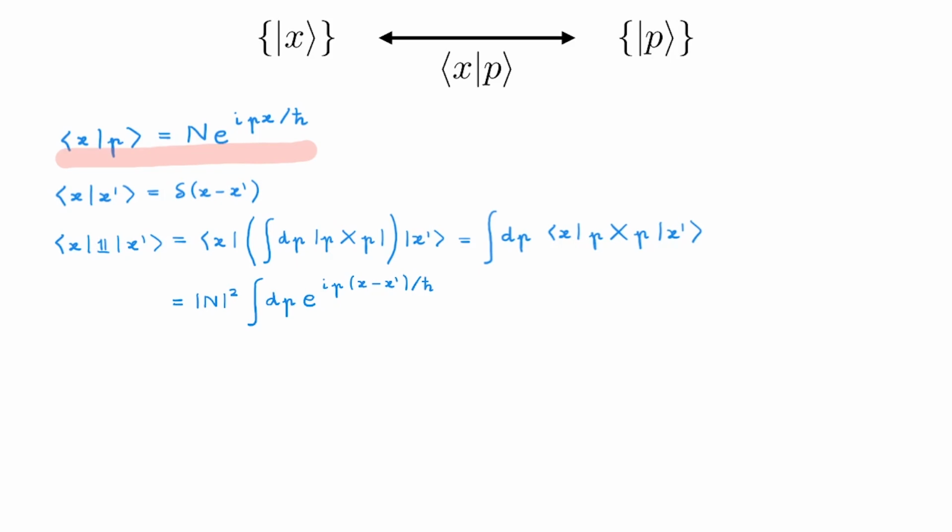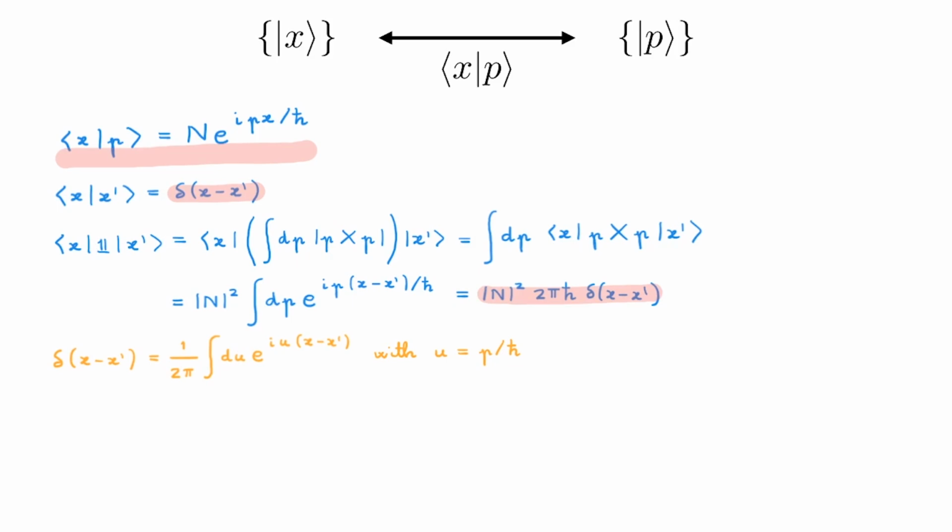At this point, we must use one of the many definitions of the delta function, which tells us that the delta function of x minus x prime is equal to 1 over 2π times the integral over du of e to the i u (x minus x prime). And looking at our expression, we see that we have exactly this under the integral sign if we make the substitution u equals p over ħ. We can therefore evaluate the integral we have to obtain N squared 2π ħ times the delta function of x minus x prime. This term we just obtained must be equal to the delta function above, because both of them are equal to the bracket between x and x prime.